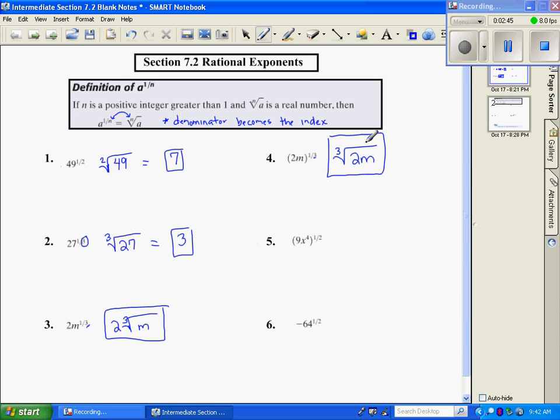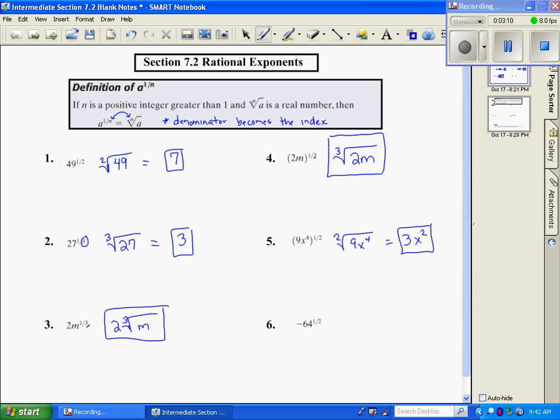Alright, moving on, number 5. Since that's a parenthesis, that means that whole value in the parenthesis is going to be under the radical, and then my denominator is a 2, so my index is 2. So I want to know what squared gives me 9x to the 4th. Well, that's going to be 3 and an x squared.